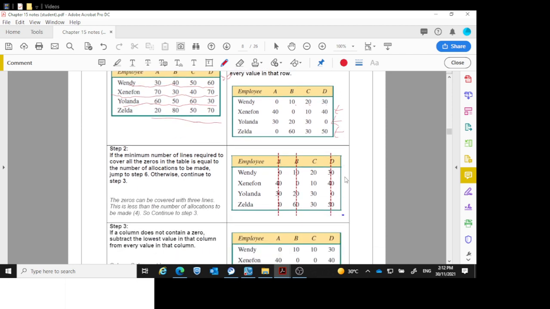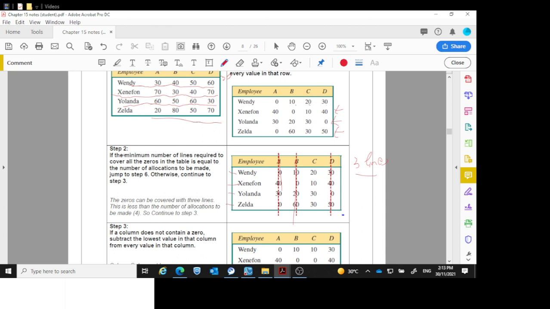The next step is to try and draw a line through as many zeros as possible, using the smallest number of lines. So here I can draw a line straight down, where I have here, here, and here, and I get 3 lines. Now remember, I'm trying to do it in the minimum number of lines. If I had 4 lines, then that would be great. I can do my allocation.